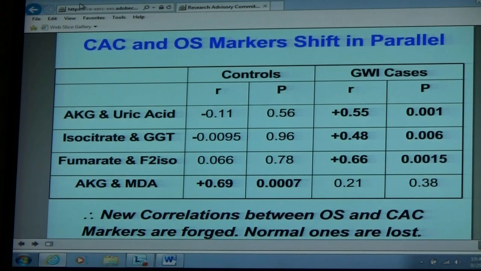So what we see in these top three instances is that in controls, there's no relationship, or if anything, correlation coefficients for two of them are negative, and yet powerful correlations are forged between these oxidative stress and citric acid cycle markers in Gulf War cases, suggesting coordinated modification of oxidative stress and citric acid cycle or mitochondrial variants. Next slide.